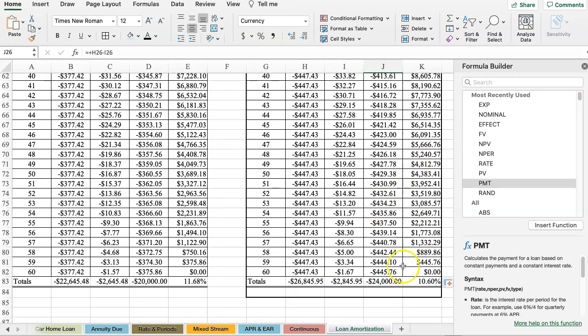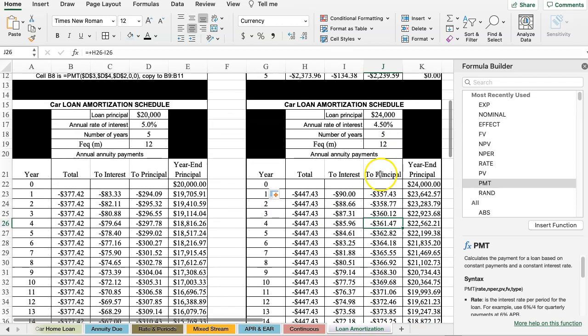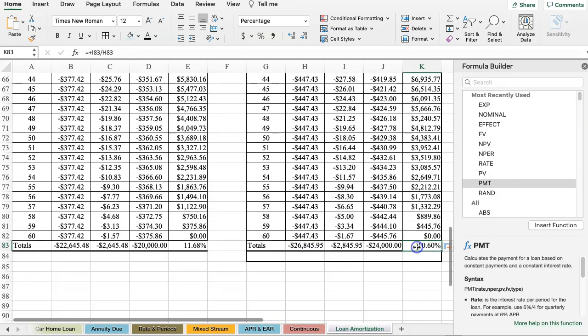But if you look at this loan, and this is double checking, it's $24,000. So at the end of the loan, we can see the principal, our interest and our total value. This is just the total for the 5 years, not an average. Okay, so that's how you do a loan amortization schedule.